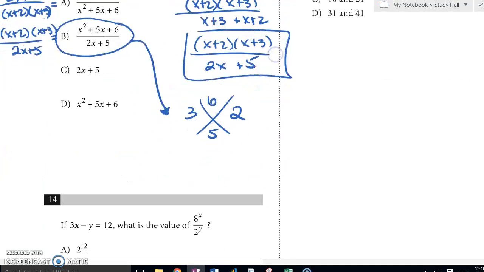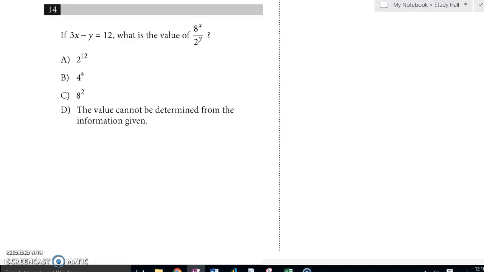Okay, so that's 13. Let's look at 14. If 3x minus y equals 12, what is the value of 8 to the x over 2 to the y? Okay, so what we can do here, and you know, when I look at these problems, they're nothing I've ever seen before. I've never seen a lot of the problems on the SAT because, again, they really make unique problems. So the thought process and the critical thinking skills that I'm using is what we're trying to teach you. It's not necessarily math. It's more how do I work through problems that I've never seen before.